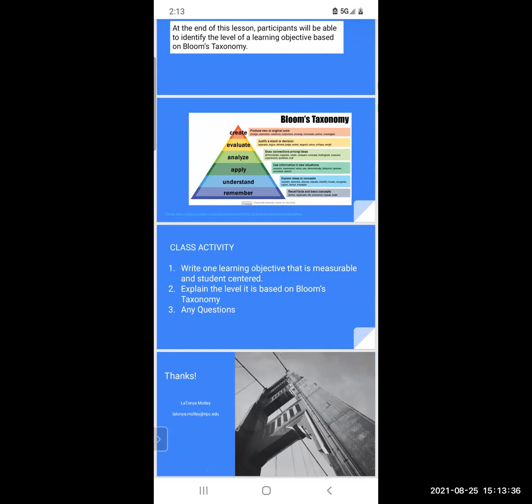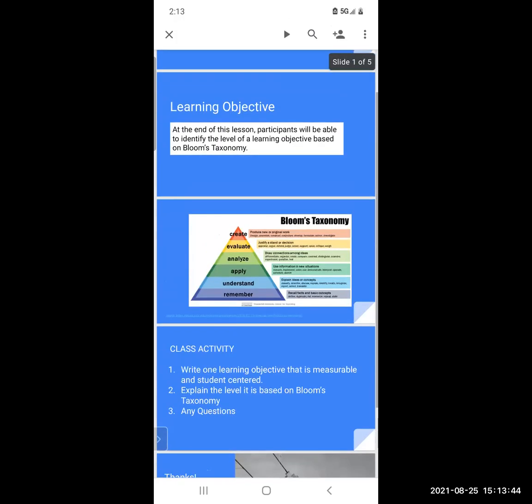So what I would like you to do at this point is take a minute or two. Actually, I'm going to time it. So if you can take a minute and write one learning objective that is based on Bloom's taxonomy, and then we will come back and I would ask someone to volunteer. If we have time, everyone will get a chance. If we don't have time, then I will ask for one volunteer. So I'm going to start the timer now.